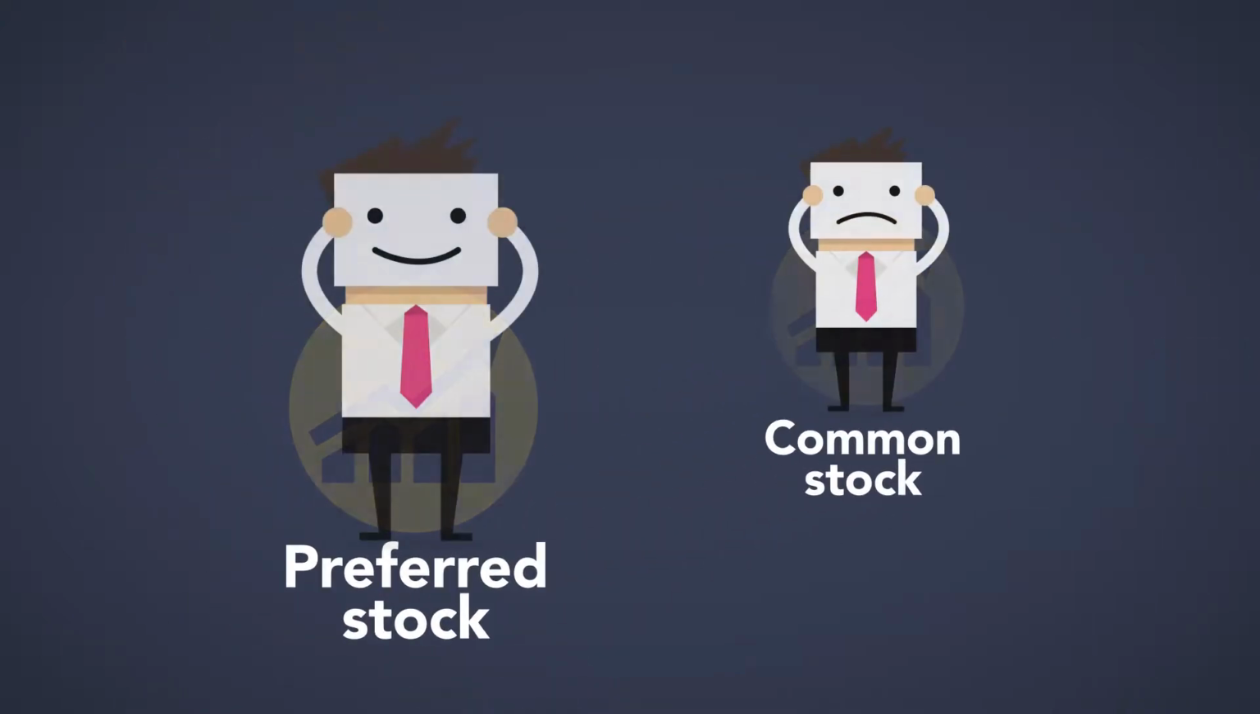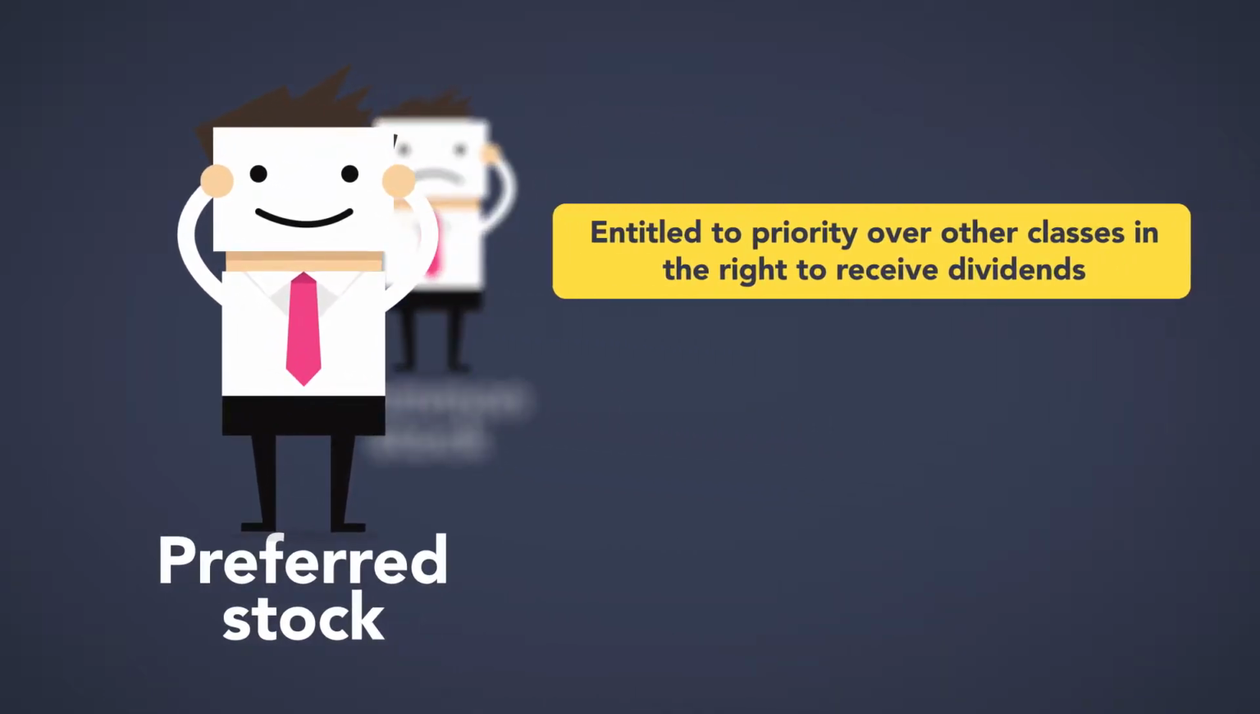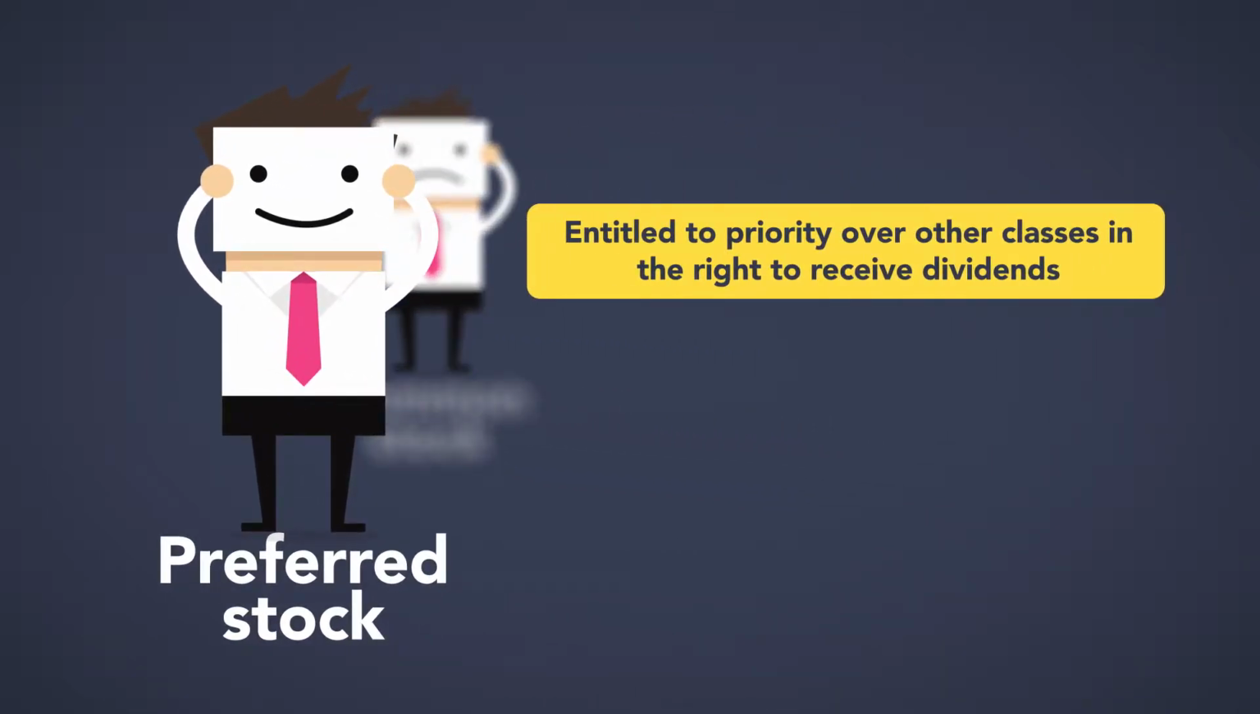Still, a preferred stock owner's rights are usually superior to those of a common stock shareholder in at least some area. For example, a preferred stock owner may be entitled to priority over other classes in the right to receive dividends, or a preferred stock owner may have superior voting rights.